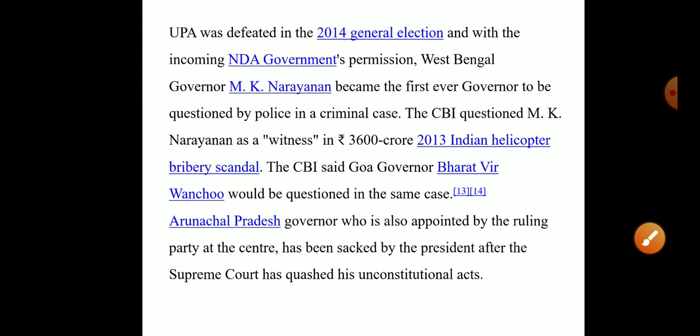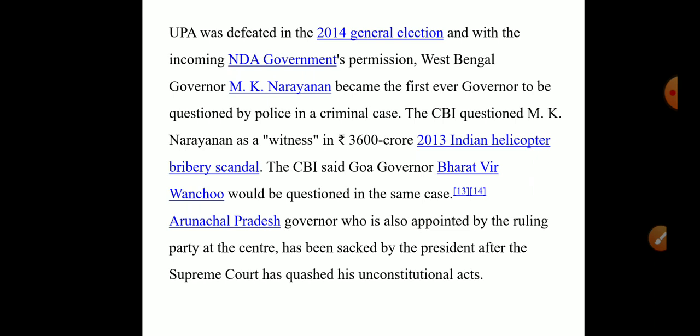Next, UPA was defeated in the 2014 general election, and with the incoming NDA government's permission, West Bengal Governor M.K. Narayanan became the first ever governor to be questioned by police in a criminal case. The CBI questioned M.K. Narayanan as a witness in the 3600 crore 2013 Indian helicopter bribery scandal. The CBI said Goa Governor Bharatveer Wanchoo would be questioned in the same case.